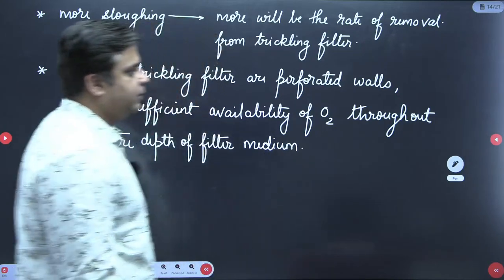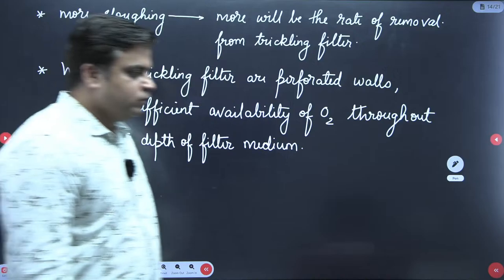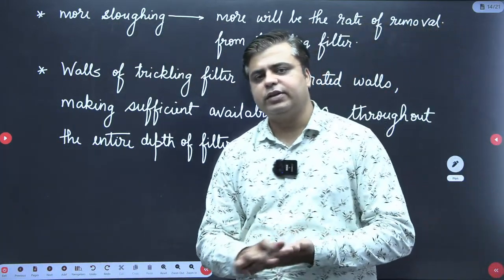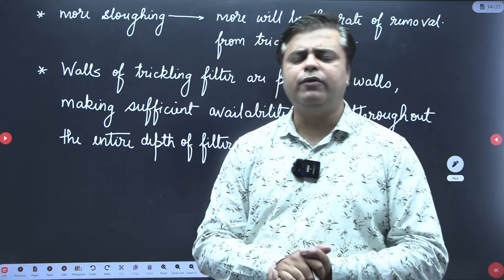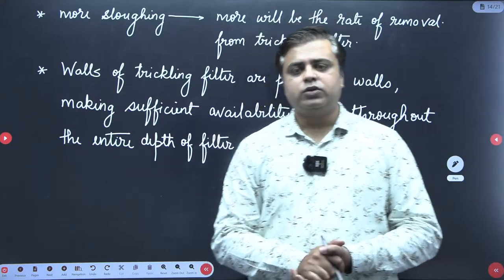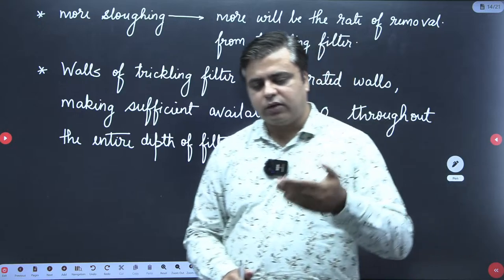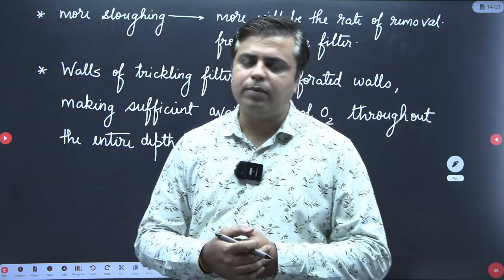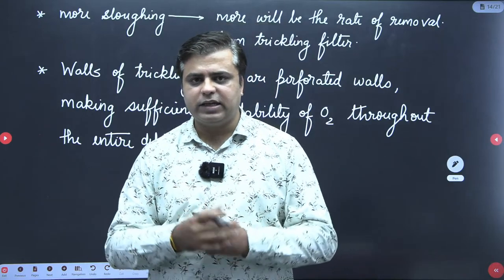So these are the key points regarding the trickling filter, right? If you understand this much, I think after this, the analysis of trickling filter will be very, very simple for you. So in trickling filter, first we allow the water to trickle over the filter medium so that the slime layer can develop in 2 to 3 weeks, which is a biomass layer.